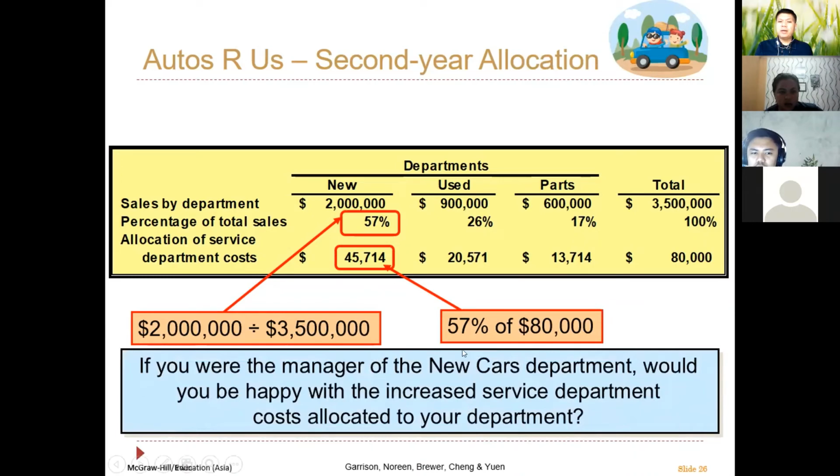So if you were the manager of the new cars department, would you be happy with the increased service department cost allocated to your department? Answer, yes or no. Would you be happy? You would say, I did the work, and yet they added cost to me. Right?